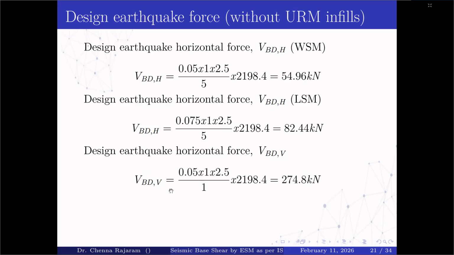Then, after obtaining all the parameters, we have to calculate the design earthquake horizontal force VBDH using the working stress method and limit state method without URM infills. So substitute all the parameters which I discussed in the previous slides. Then we obtain VBDH equal to 54.96 kilonewtons for the WSM case, and 82.44 kilonewtons for the LSM case. Similarly, in the vertical direction, the value is 274.8 kilonewtons.